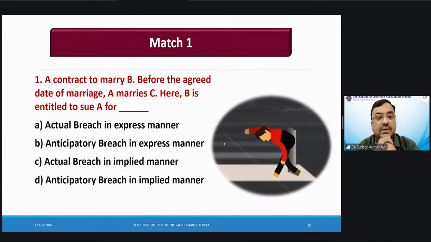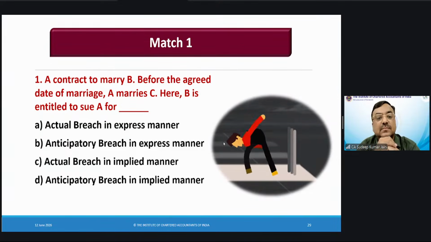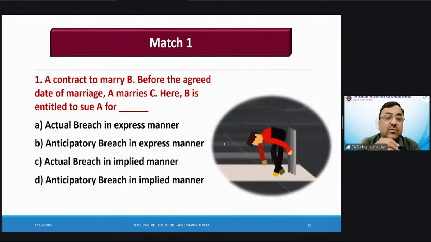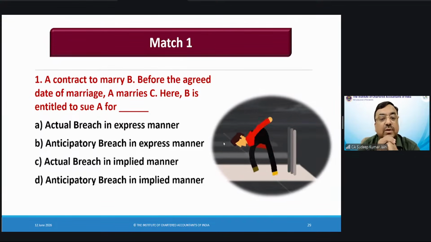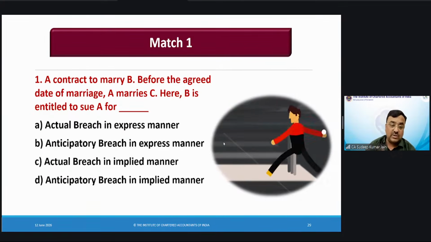First question: A contract to marry B before the agreed date of marriage. A marries C. Here B is entitled to sue A for: actual breach in express manner, anticipatory breach in express manner, actual breach in implied manner, anticipatory breach in implied manner.